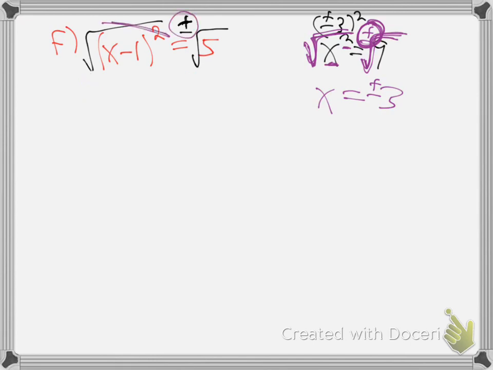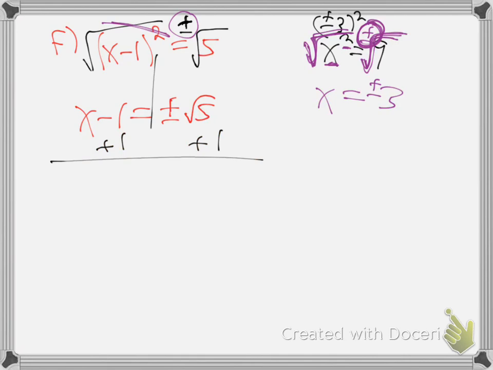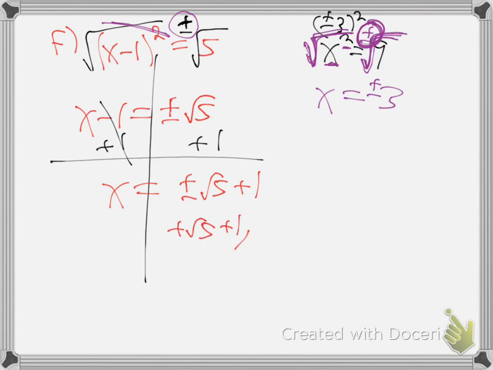Okay, the root cancels the square, and we get x minus 1 is plus or minus root 5. You can't simplify that root 5. What do we do now? Last step, add 1 to both. This is an equal sign, right? So it gets rid of that, gets x alone. It's plus or minus root 5 plus 1. That really means 2 answers. That's plus root 5 plus 1, comma, minus root 5 plus 1. It's those 2 answers.